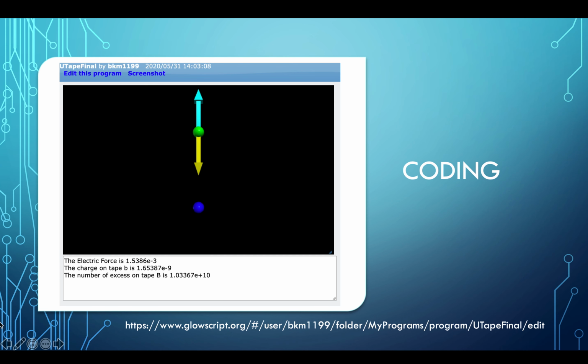As you can see, this is a screenshot of the results of my code. The results of my code are the same as my physical results that I did by hand. There is a visual representation of the forces and the charges. The green sphere represents the U-tape, the blue sphere represents the base tape, the cyan arrow represents the electric force, and the yellow arrow represents the gravitational force.